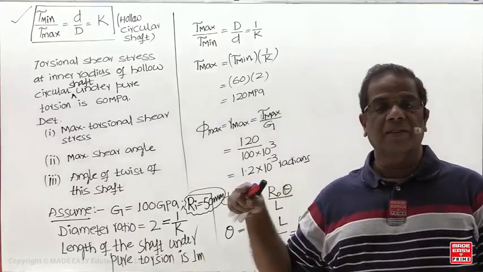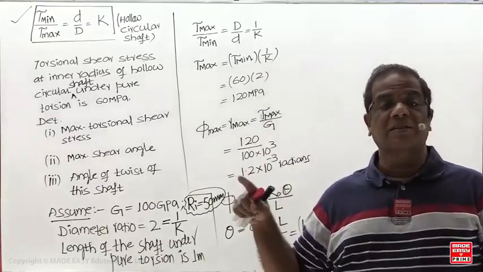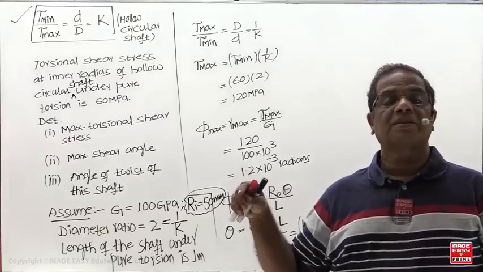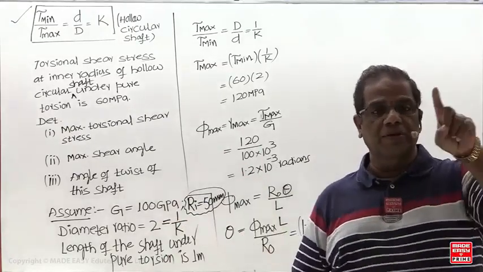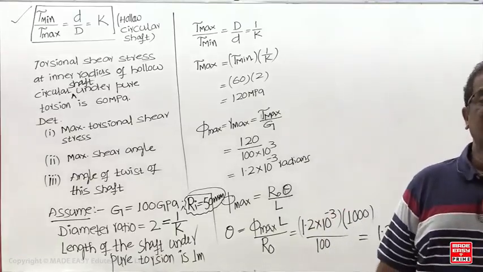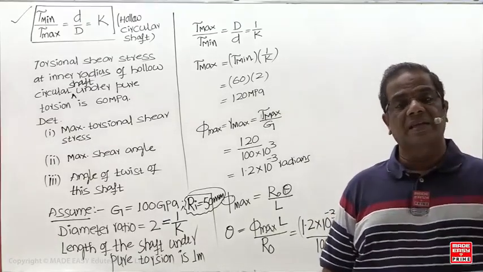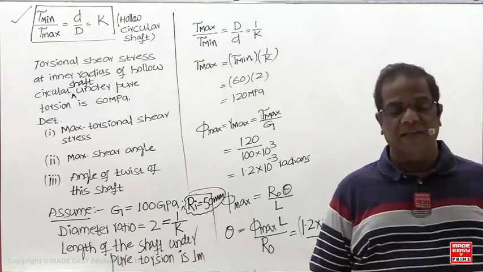And the second problem is they may get the correct answer, but they have to waste their time. First you have to calculate the theta, then you have to substitute it, so you have to do the question two times. First you have to find out theta equal to TL by GJ, and that theta should be substituted in the tau max equation.